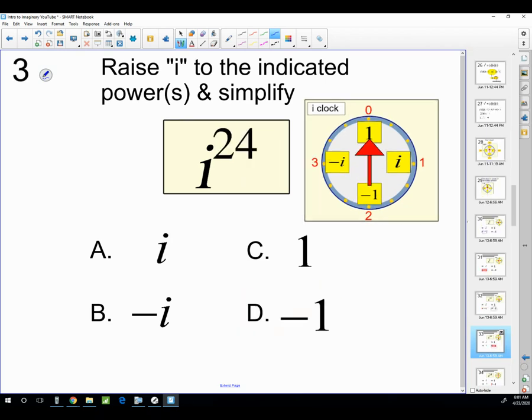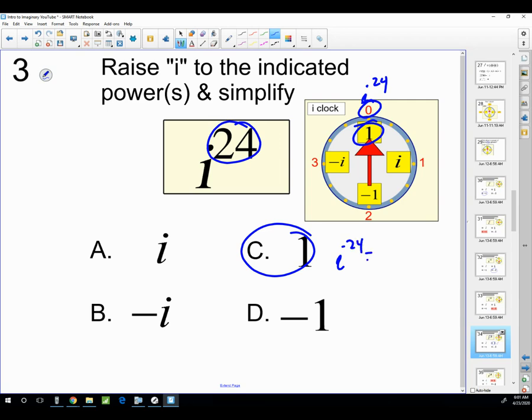But obviously, we don't want to count to 24 or 78 or whatever. I want to emphasize the top as I count: 0, 1, 2, 3, 4, 5, 6, 7, 8, 9, 10, 11, 12, 13, 14, 15, 16. Multiples of 4 are at the top. 24 is a multiple of 4. So i to the 24 is equal to i to the 0, equal to 1. And so what we're saying here is that i to the 24 equals i to the 0 equals 1.